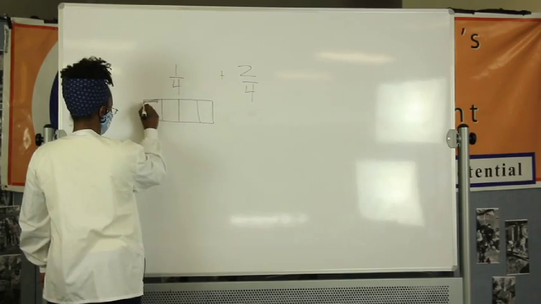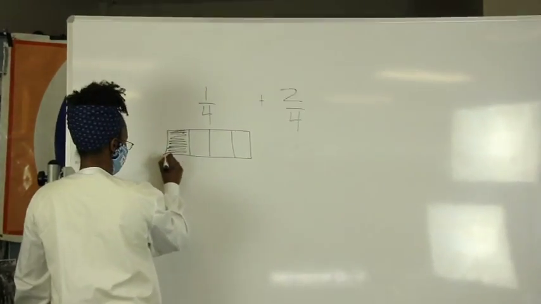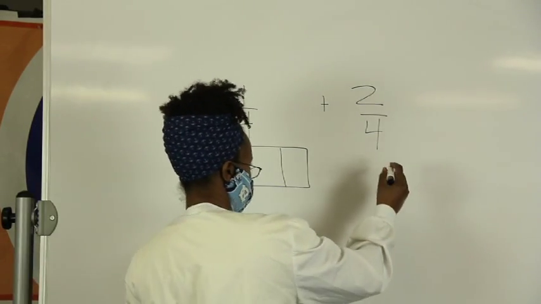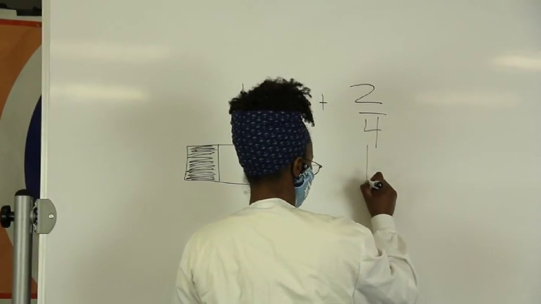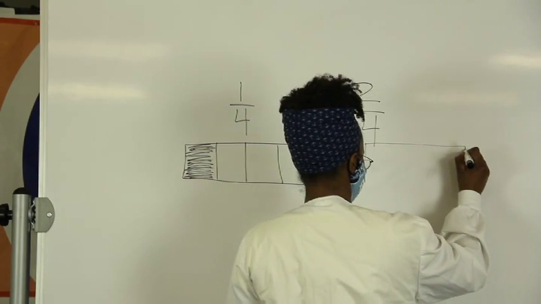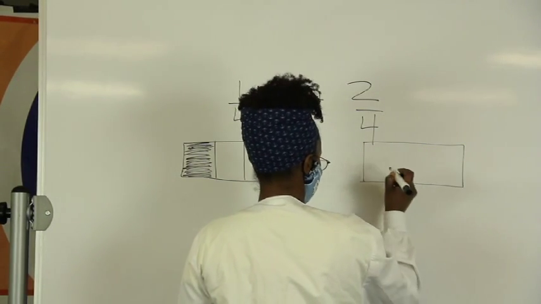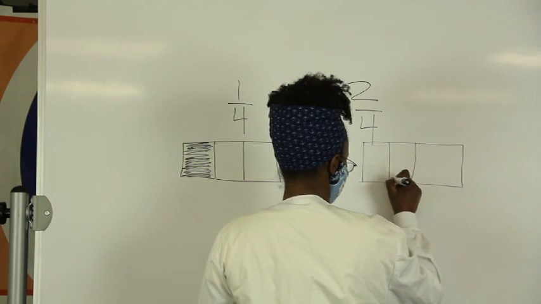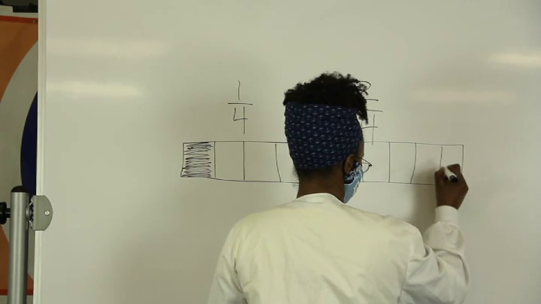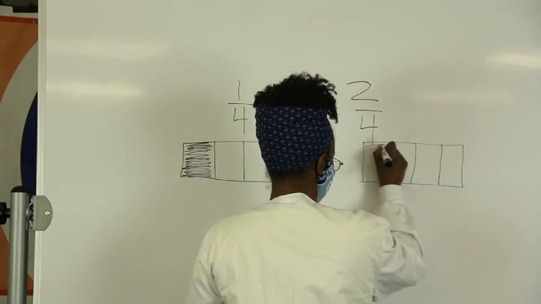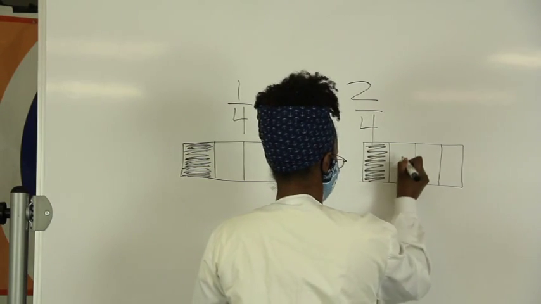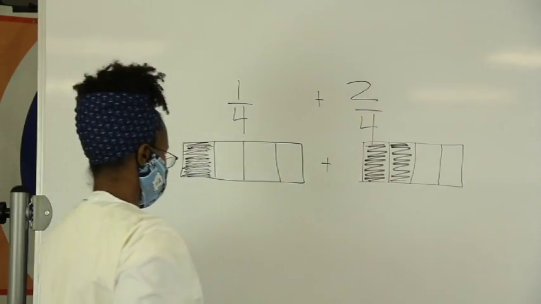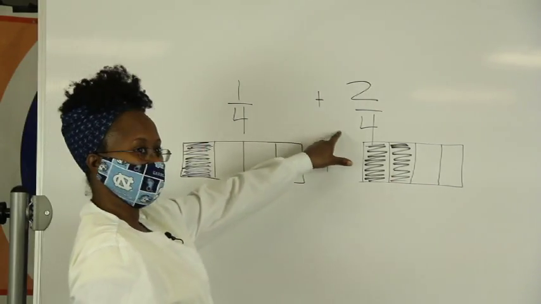it would look like this. And over here, if we drew a picture showing 2/4, it would look like this. So now we need to add 1/4 with 2/4.